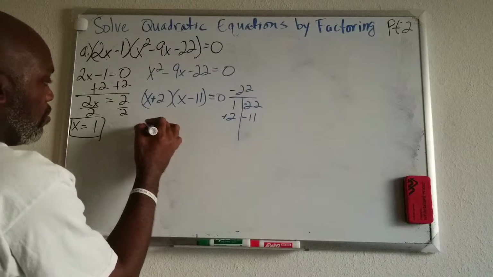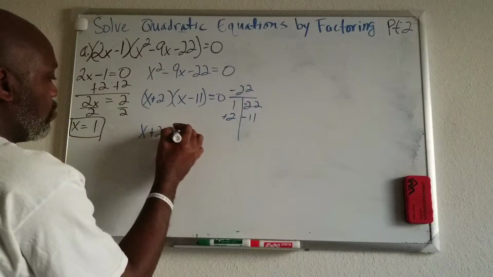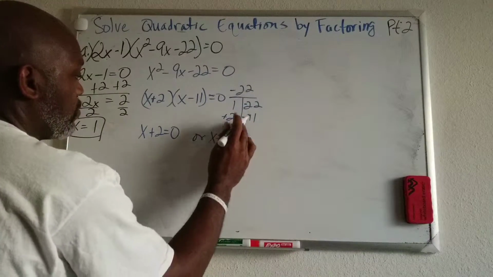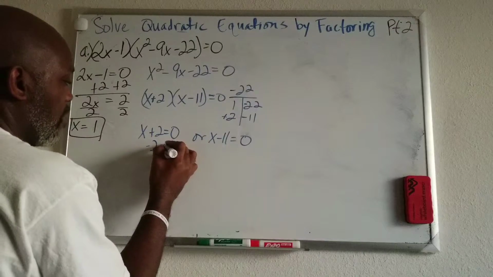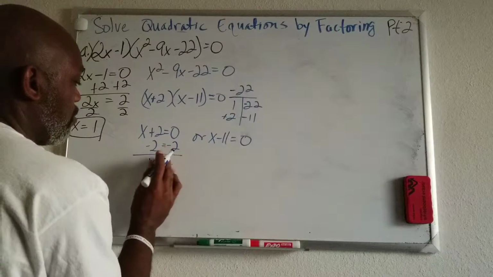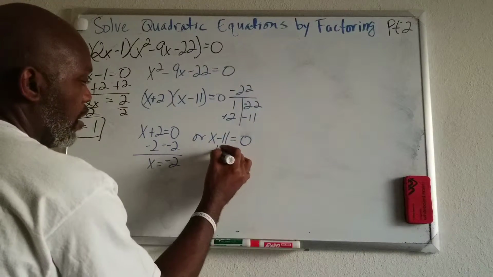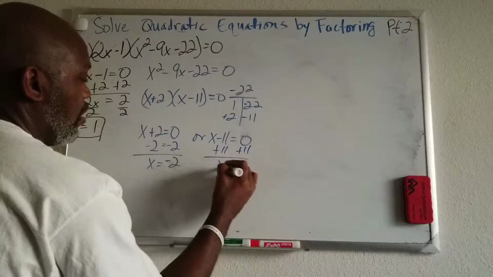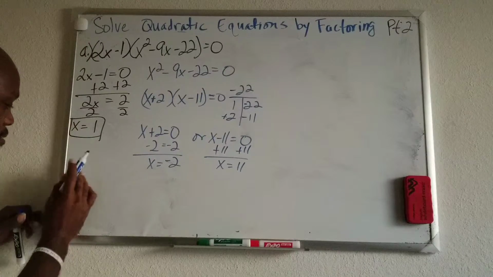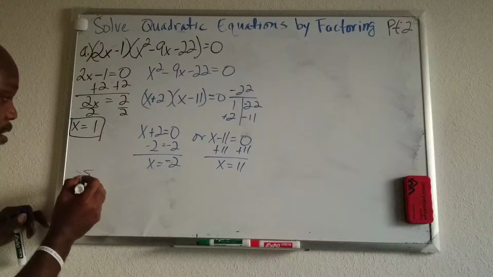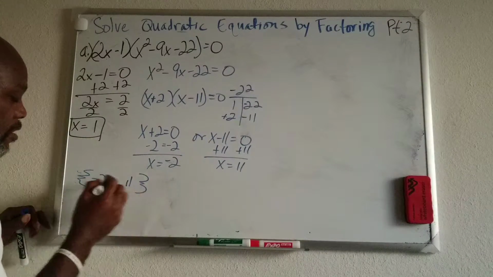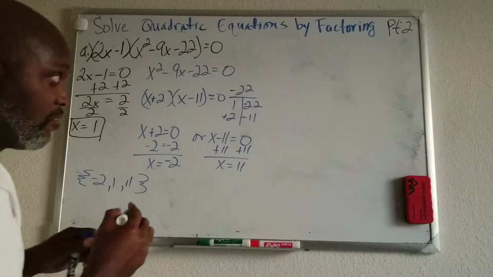All right. So then we move on to x plus 2 equals 0, or x minus 11 equals 0. Subtract 2 from both sides. X equals negative 2. Add 11 to both sides. X equals 11. Now our answers are negative 2, 1 half, and 11. Y'all don't know how much concentration I gotta do to do that.